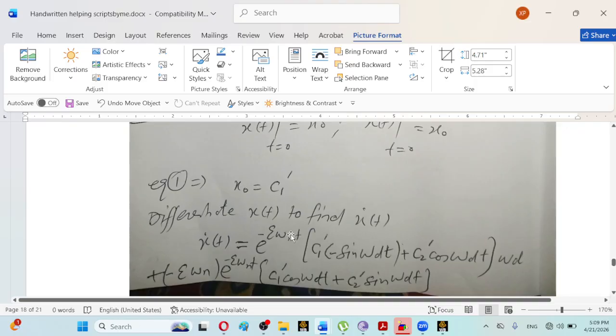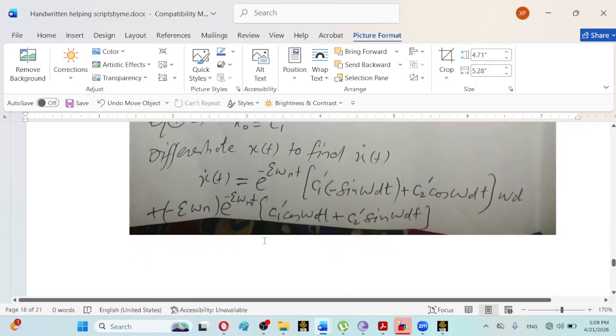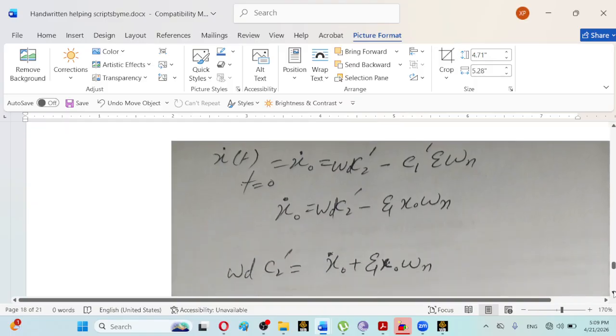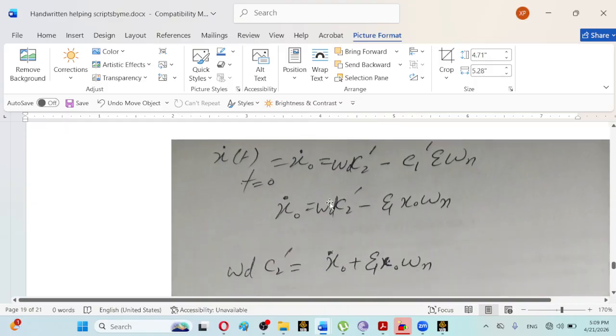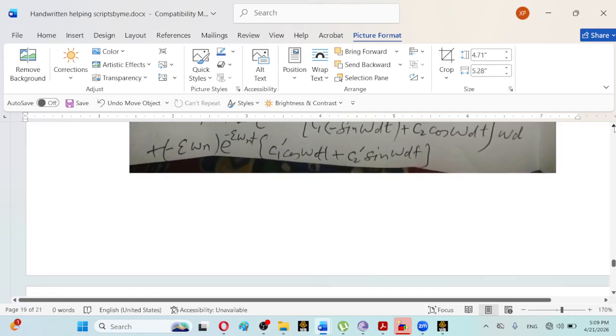And after that, this is the second function, and we will take its derivative, and the first function will be written as it is. After that, we will input the x dot t at time 0. When this is used, as we can observe in the next slide, when time 0 is input, we will observe that this is equal to omega d c2 dash here.